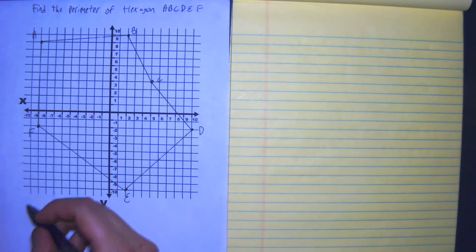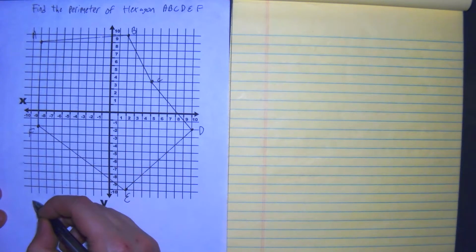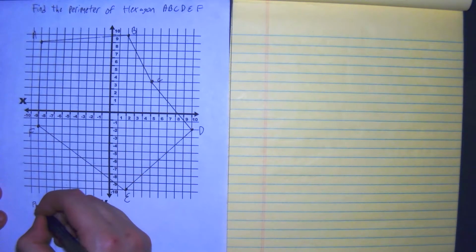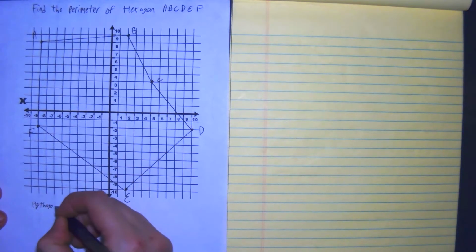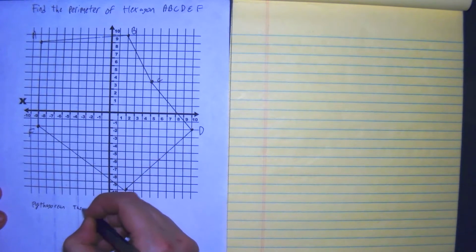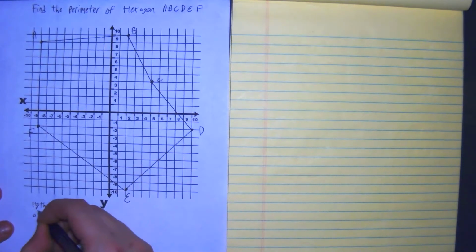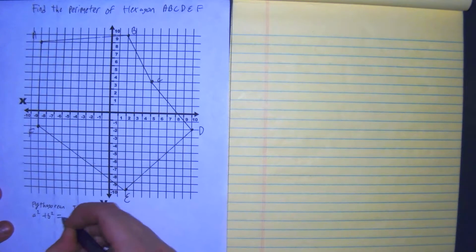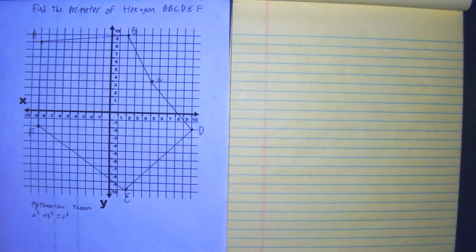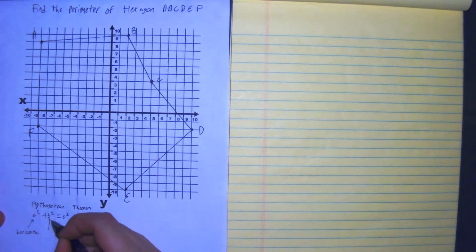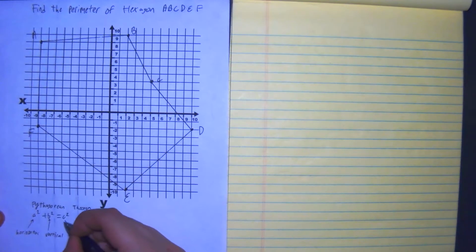Alright, so what we have here, Pythagorean Theorem. A squared plus B squared equals C squared. We can say A is the horizontal distance, this is the vertical, and that's the slant distance, the actual distance.